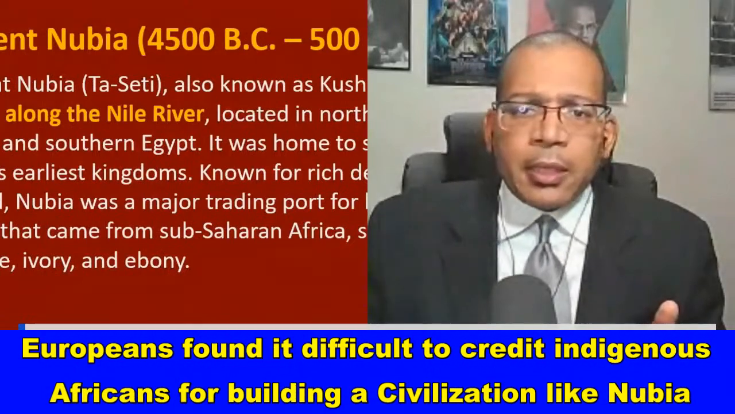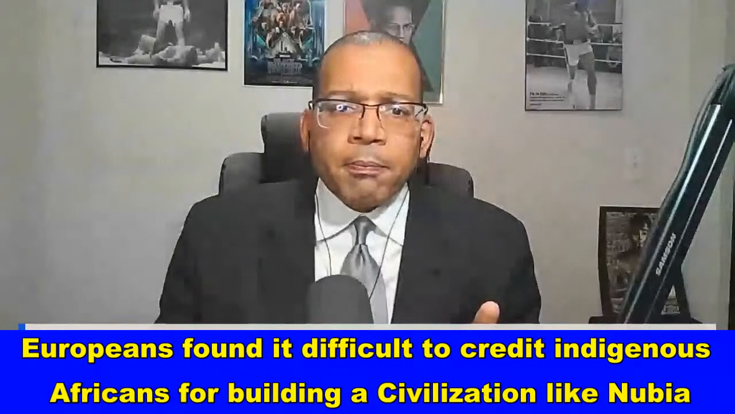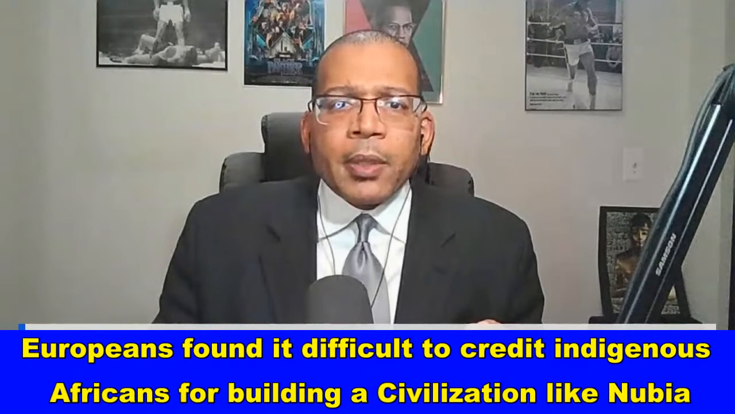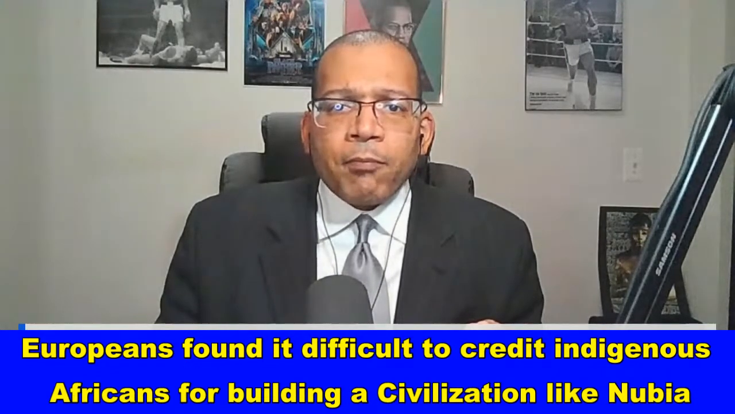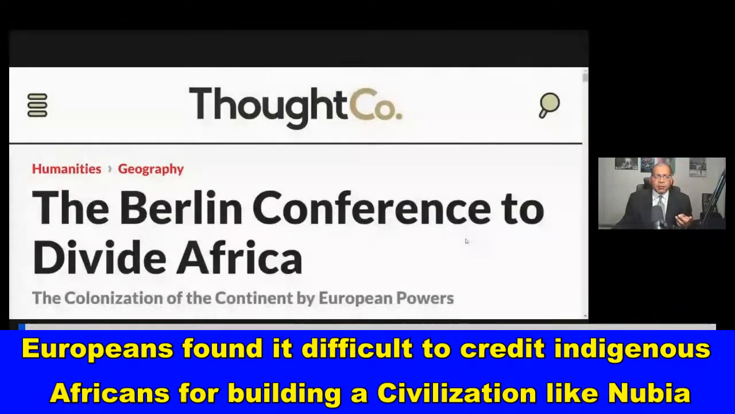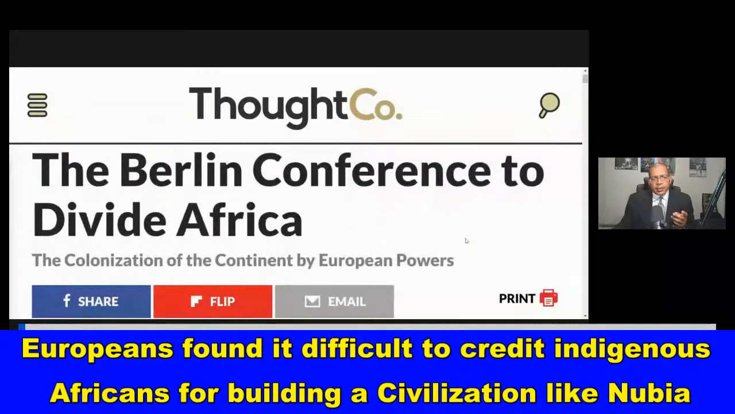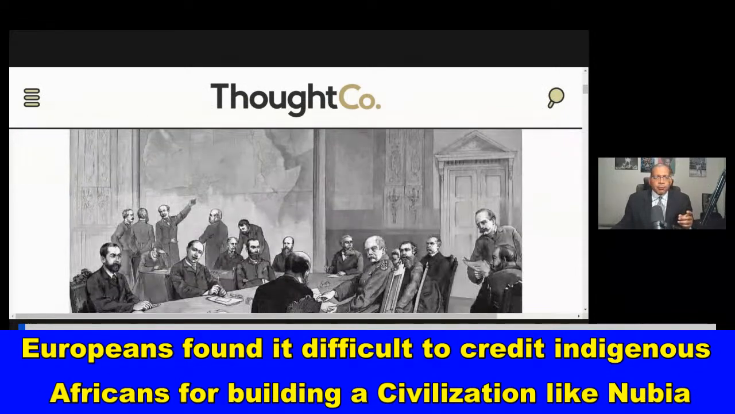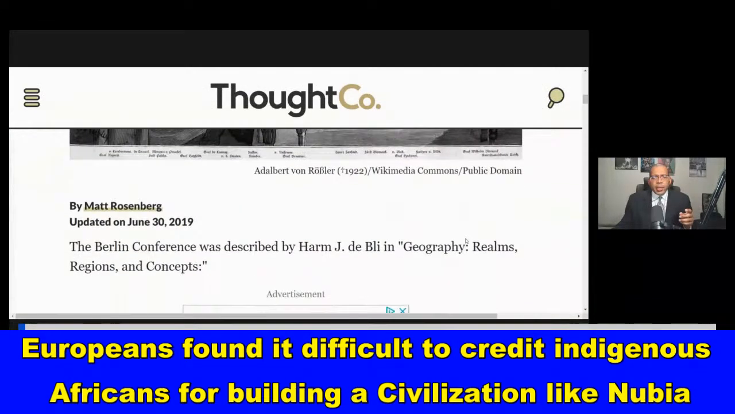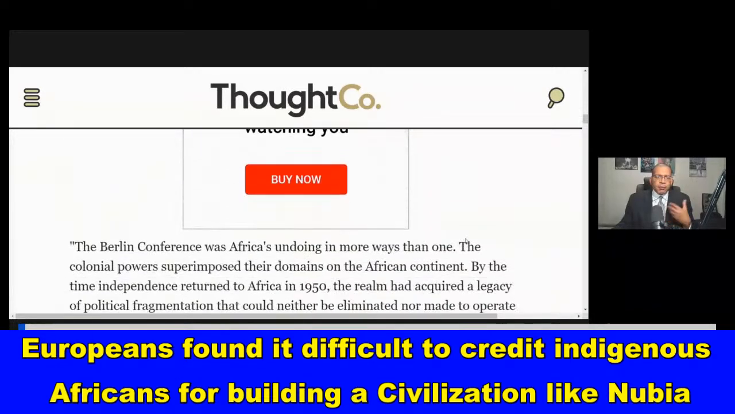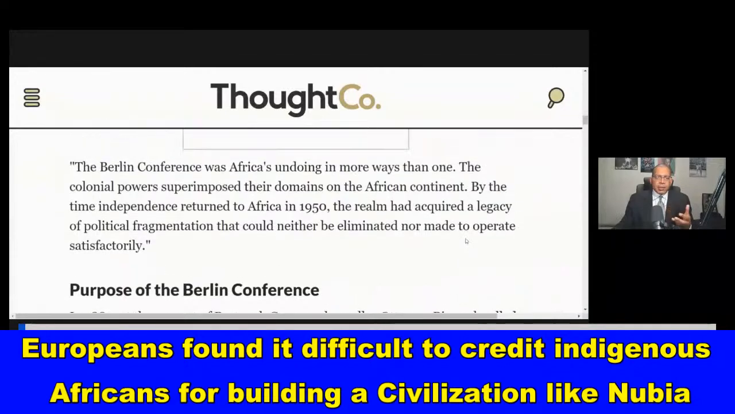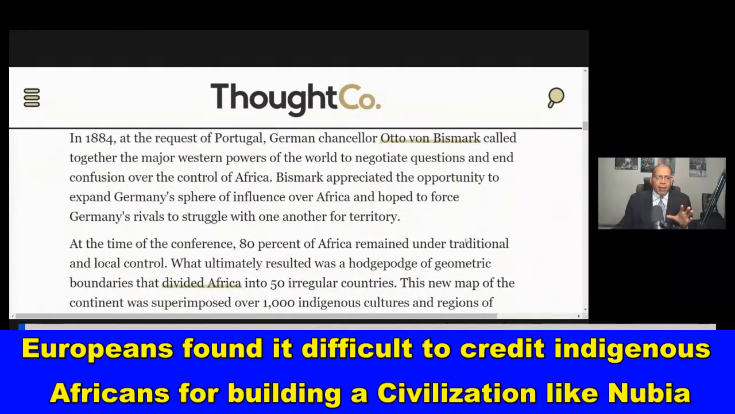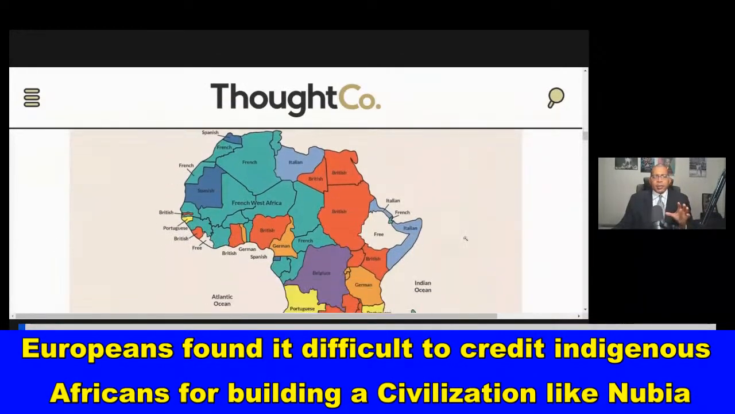There's a good article from thought.co on the Berlin Conference. This one right here, the Berlin Conference to divide Africa, the colonization of the continent by European powers. This article is from June 30th, 2019, and it deals with some of the history of these 14 European nations having this conference in Berlin, Germany, where they carved up Africa into colonies.